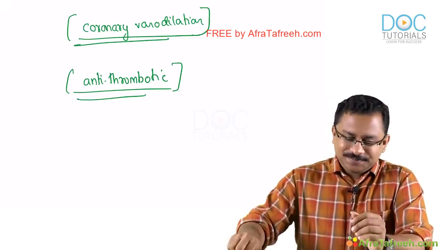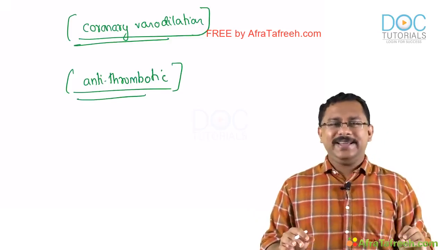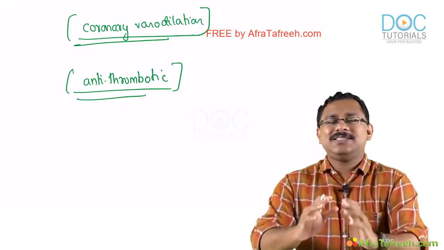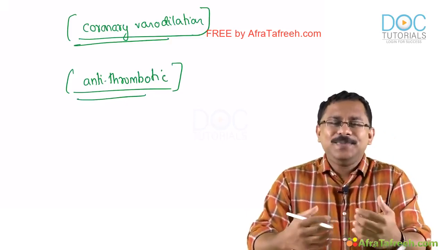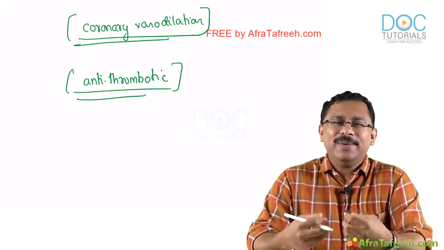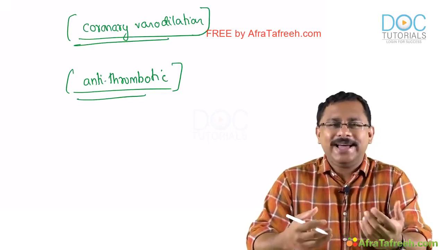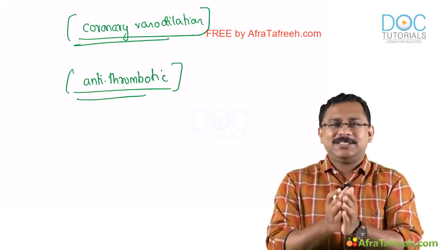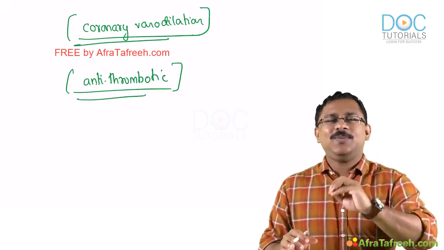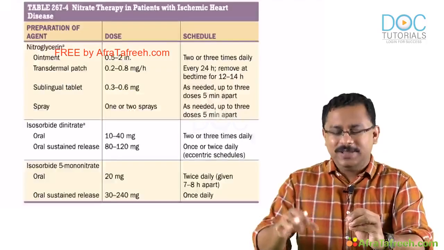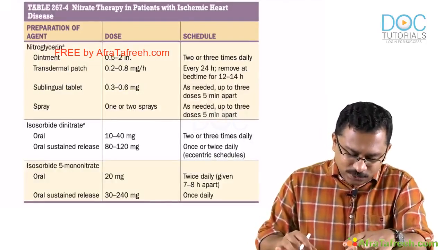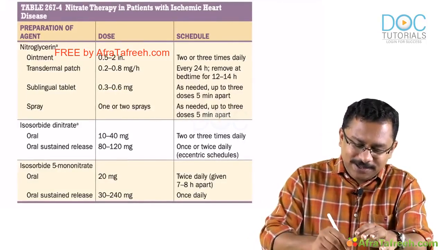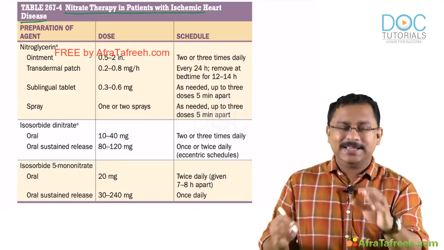Okay, all right. Now, what is the utility of nitrates? Remember that nitrates are mainly for symptom relief in case of angina, whereas beta blockers would have some benefit in protecting from mortality, because they decrease the demand supply mismatch. But nitrates are predominantly for management of the symptoms, and I'll just show you a table from Harrison on the nitrate therapy in patients with ischemic heart disease.